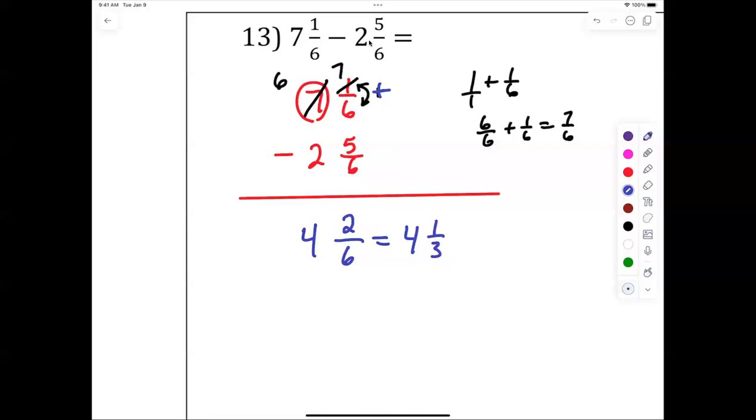Anybody have any issues with that? Yes, sir. Is there no negative? No, there is no negative. The negative, yes, you could say the 2 is negative, but remember, I'm trying to teach you negative and minus are the same thing. Say it again.